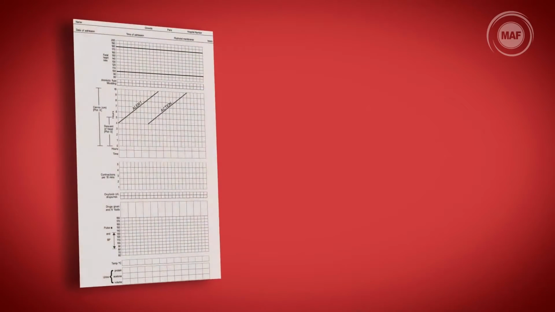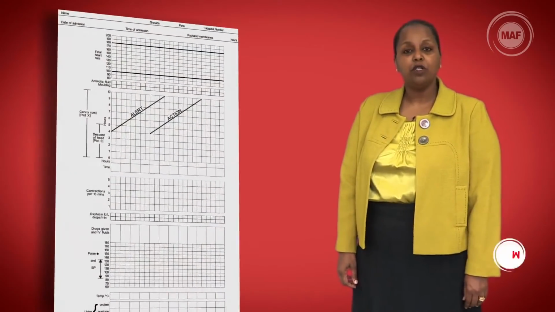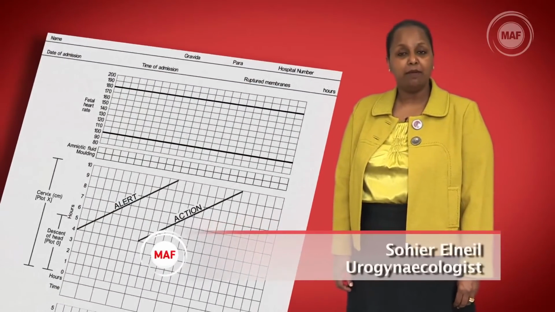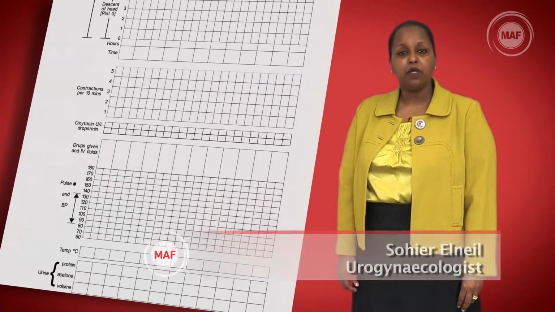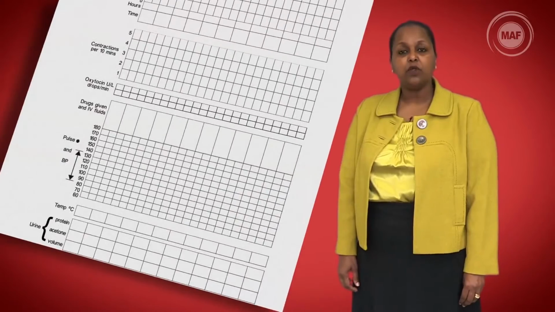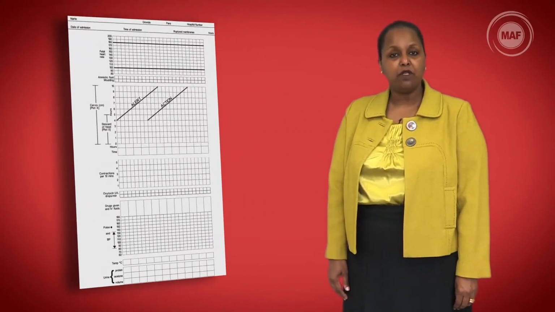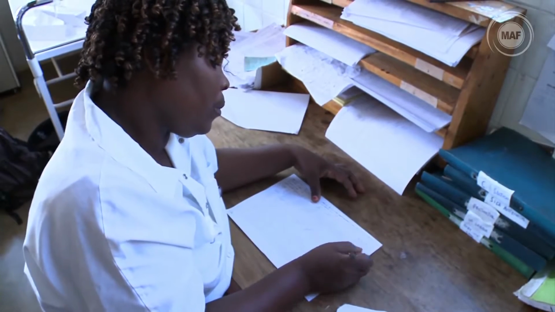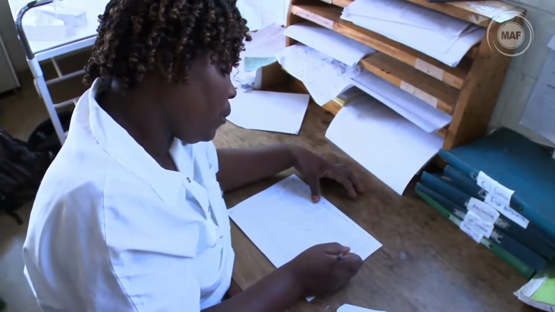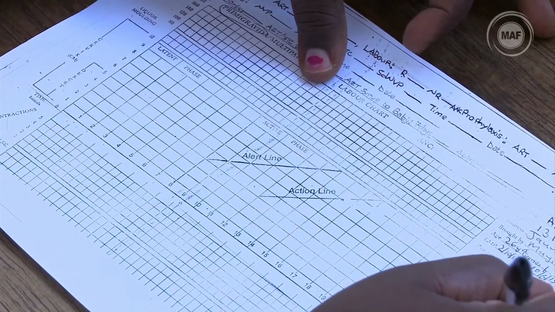This is a partograph. It is a simple chart which plots observations made during labour. The partograph was developed in Africa and is recommended by the World Health Organization. It is used in both basic and comprehensive maternity units across the world. The partograph enables health workers to plot the woman's progress and make decisions on whether interventions need to be made.